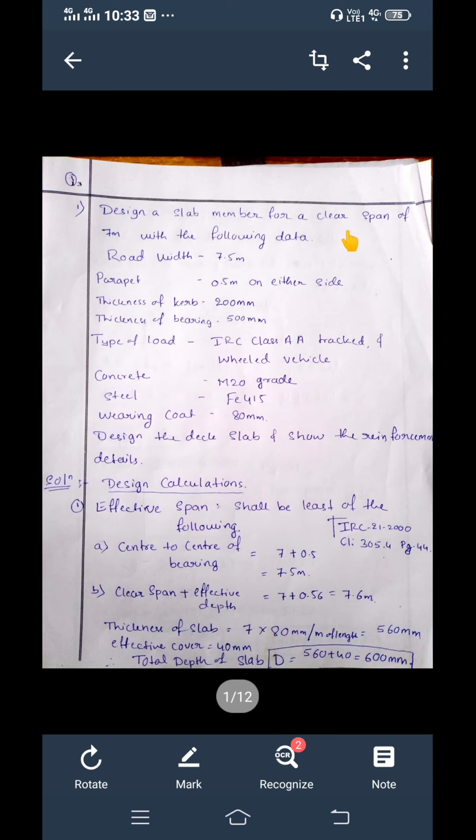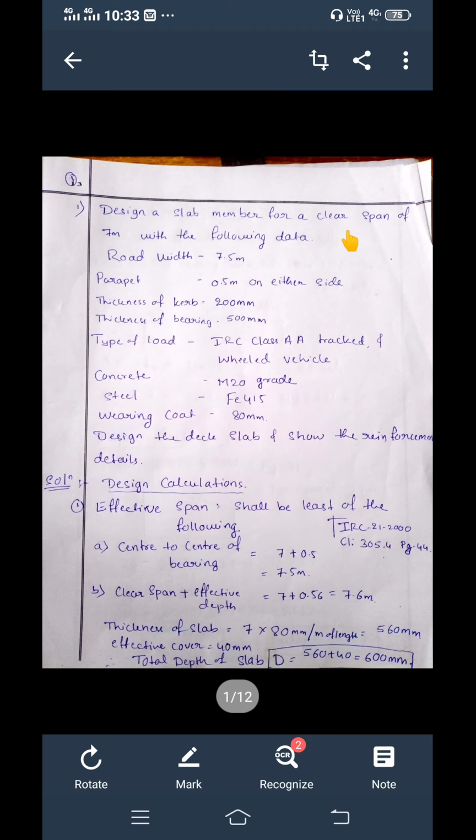We'll start this design problem here. Design of deck slab member. I think this is of reinforced concrete design. Okay, as a design it is.